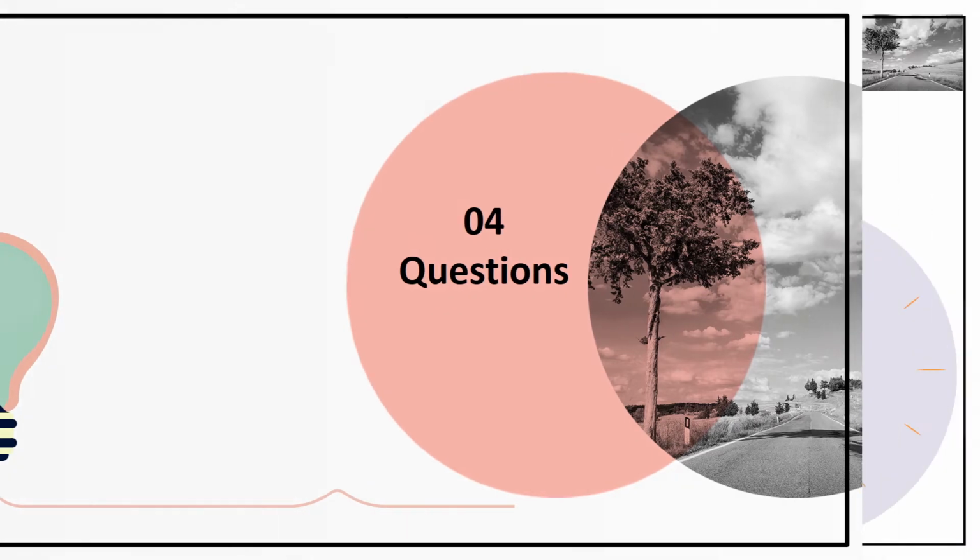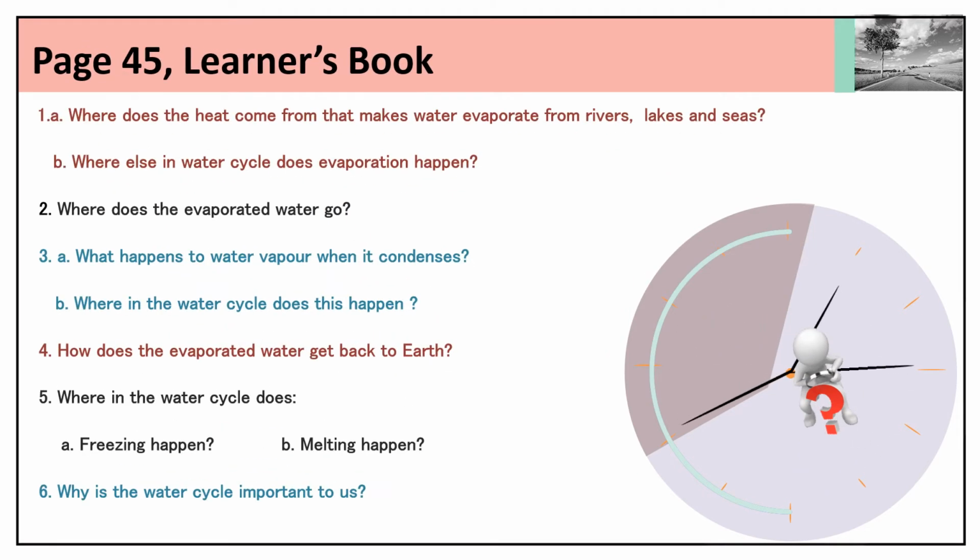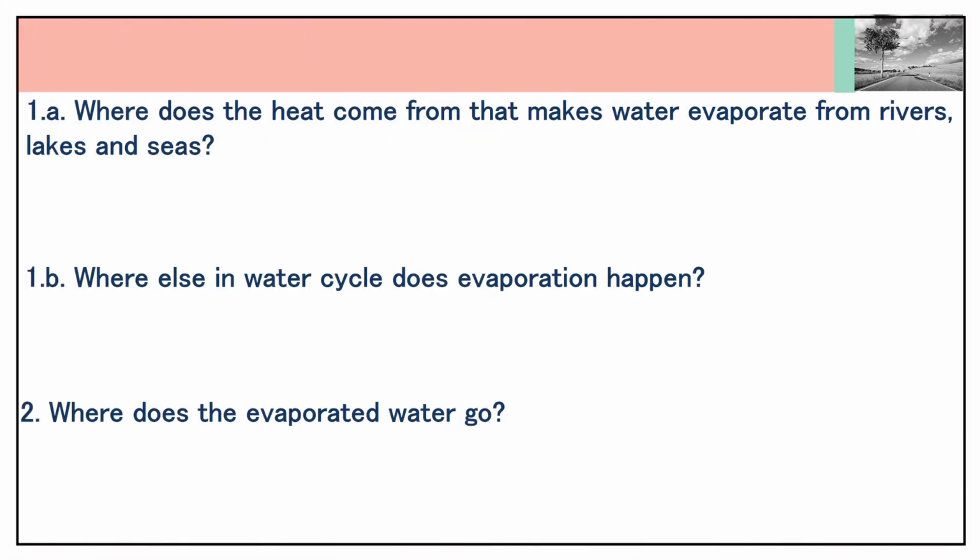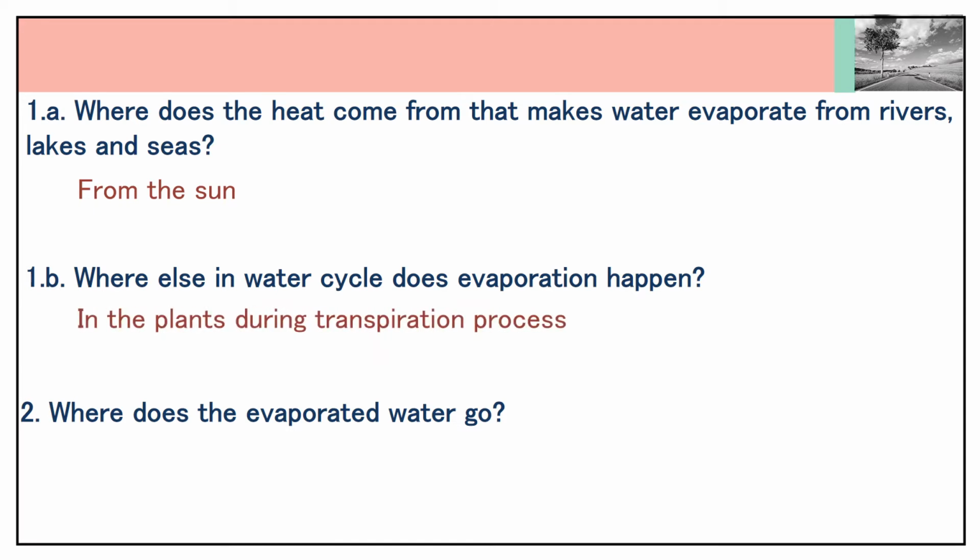Questions. Please open page 45 in Learner's Book. Question 1a. Where does the heat come from that makes water evaporate from rivers, lakes, and seas? The answer will be from the sun. Question 1b. Where else in the water cycle does evaporation happen? The answer will be in the plants during the transpiration process.